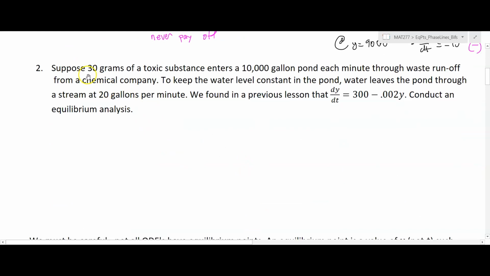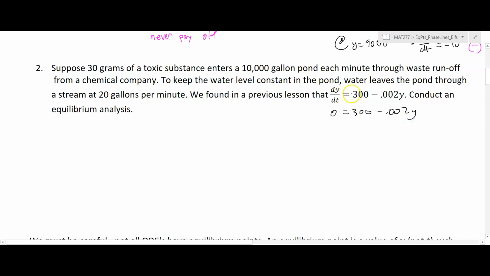So this is a model where we said, suppose 30 grams of a toxic substance enters a 10,000 gallon pond each minute through waste runoff from a chemical company. To keep the water level constant in the pond, water leaves the pond through a stream at 20 gallons per minute. We found in a previous lesson that dy/dt equals 30 minus 0.002y. Conduct an equilibrium analysis.